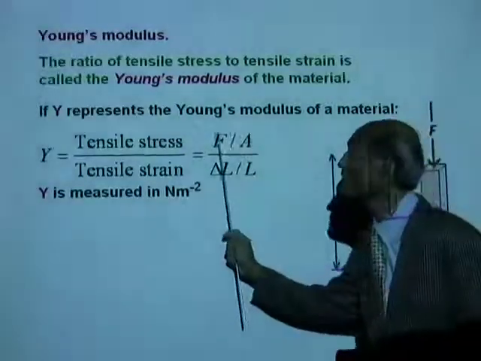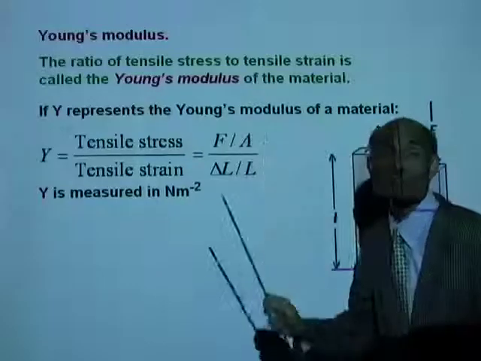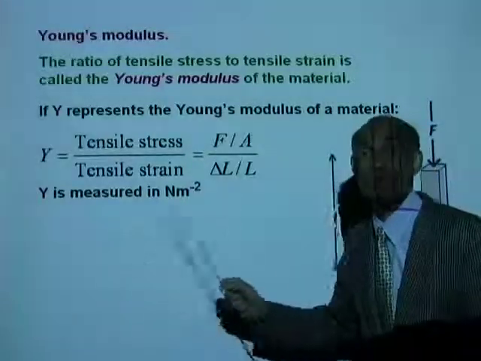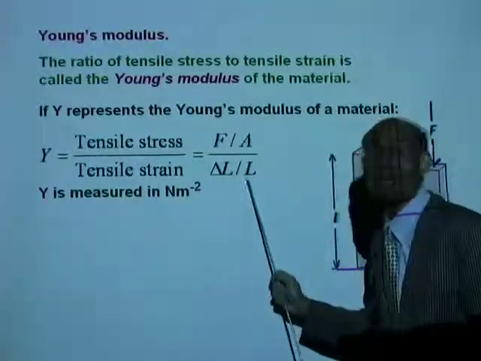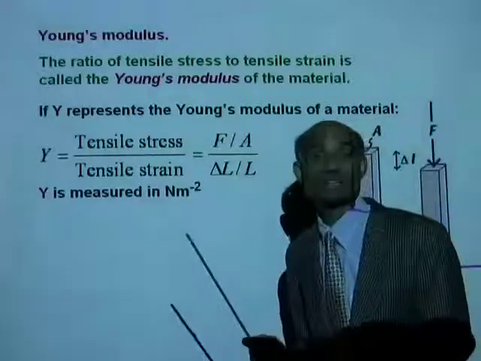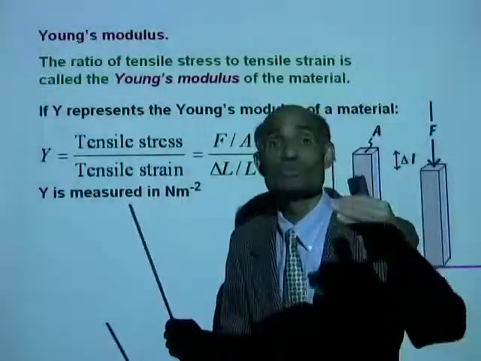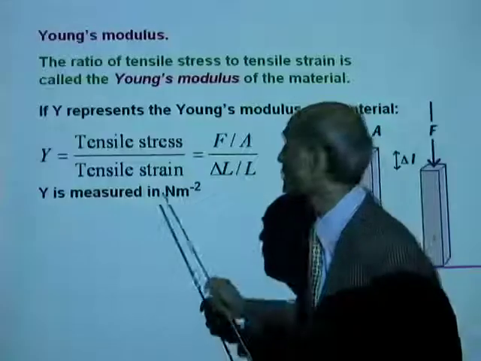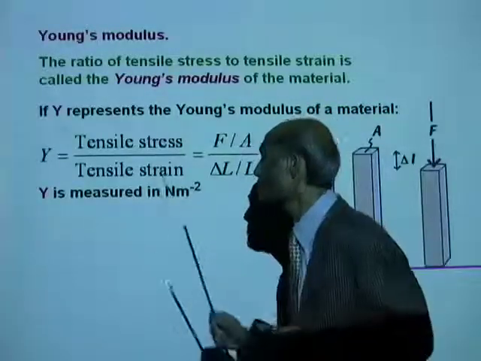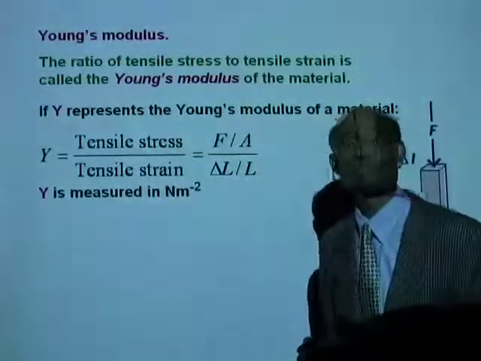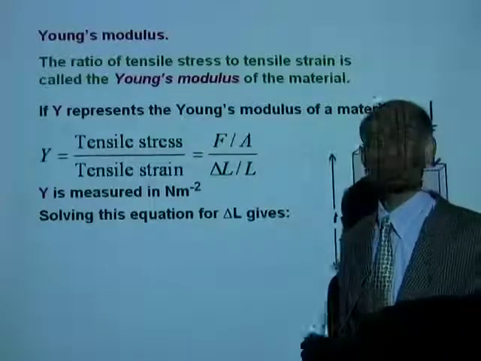What is the unit for measuring Young's modulus? You know that the unit for stress is Newton per meter square. Strain has no unit. It is a ratio of two similar quantities. Therefore, the unit of Young's modulus is Newton per meter square.